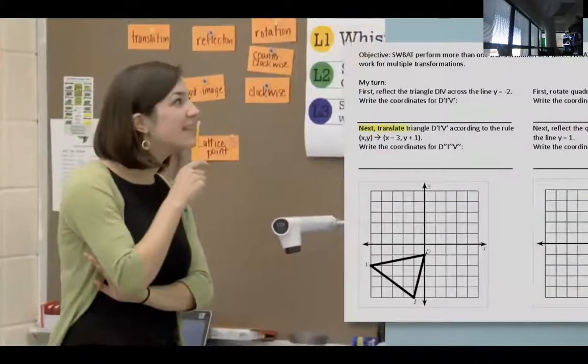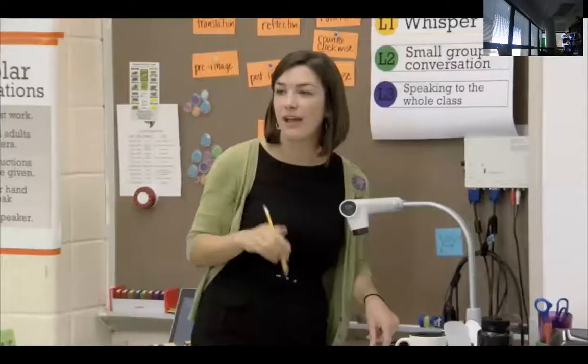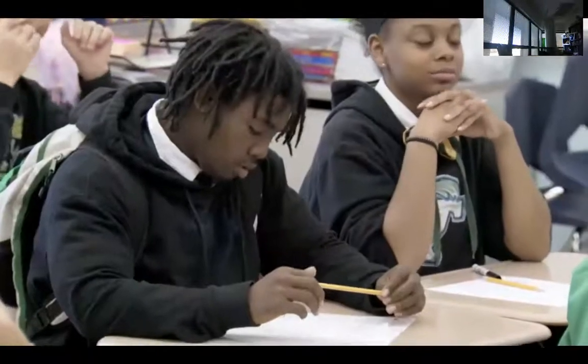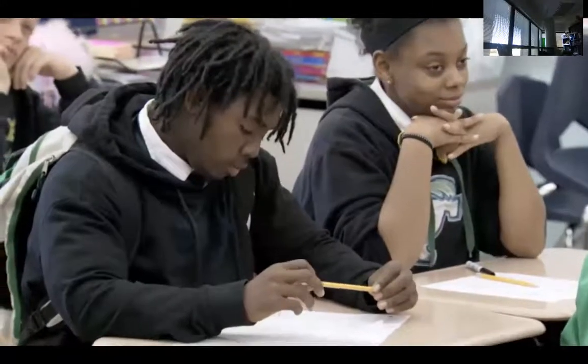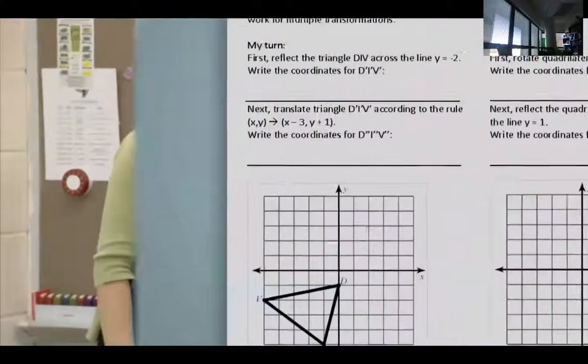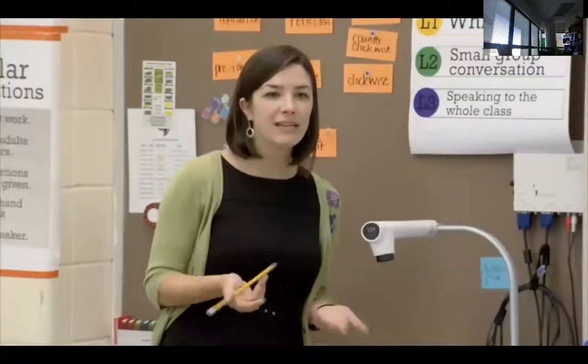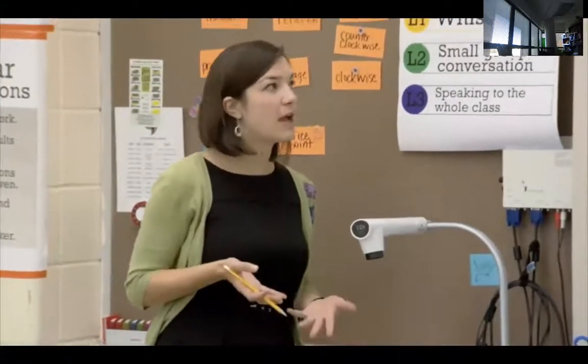So now it says, I want to translate. What should I do to make sure that my shapes stay congruent? Manny, go ahead. For each ordered pair, subtract 3 from the x value and add 1 to the y. Nice. Okay, so this looks like some kind of mathematical equation, but it doesn't tell me left, right, up, or down. How can I decide I'm going to go left, right, up, or down?